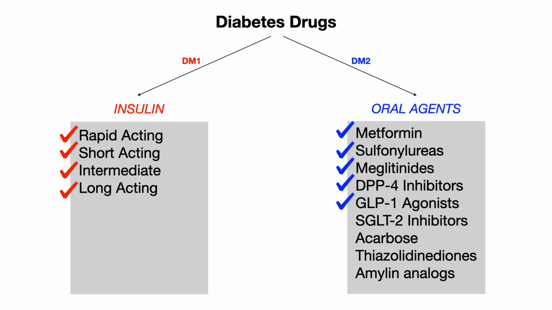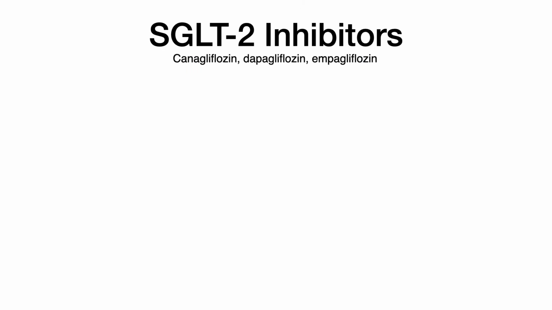Let's do a little check-in and see where we are. At this point, as far as the type 2 diabetes drugs, as far as the oral antihyperglycemics, we've now thus far talked about metformin, sulfonylureas, meglitinides, and then we just previously on the past few slides grouped in the DPP4 inhibitors and the GLP-1 agonists because they work through similar mechanisms. Let's talk about the SGLT2 inhibitors.